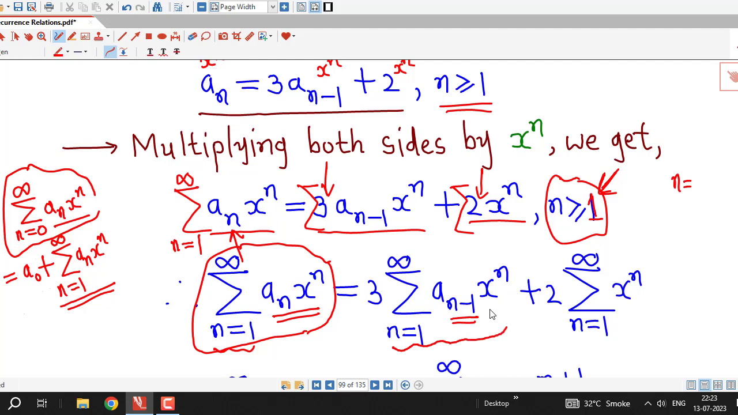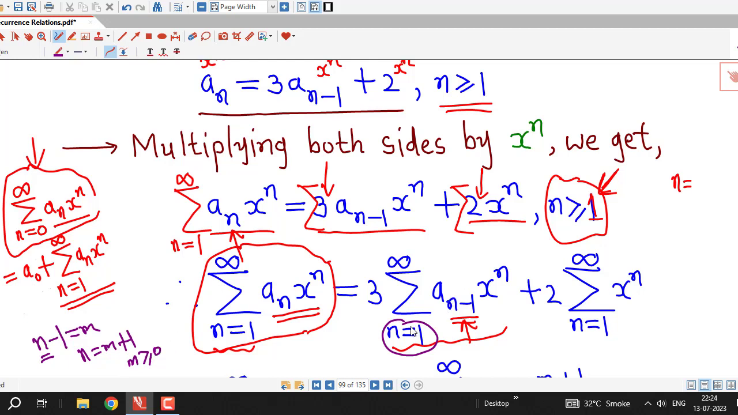Now before converting this in terms of this sigma, I have to change the index here. Here I have n minus 1 and I require a_n. So I am changing the variable of this summation. Suppose n minus 1 equals m. So n minus 1 will be replaced by m and n will be replaced by m plus 1. And here n starts from 1 to infinity. So if I take n equal to 1, I obtain m equal to 0. For n equal to 2, I obtain m equal to 1. That means m will start from 0.